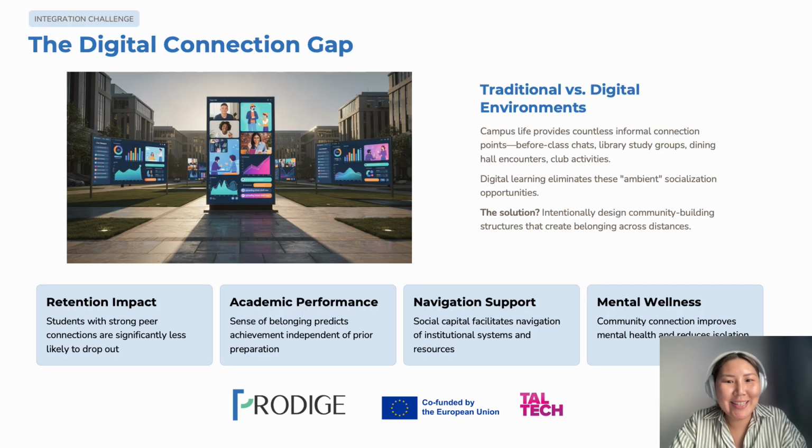So let's start by understanding the challenge. Let's call it the digital connection gap. First of all, let's think about traditional campus life for a moment. There are countless informal connection points throughout the day. Before class, there are some chats while waiting for the professor to arrive. Study groups might form spontaneously in the library. Some random encounters in the canteen, club activities, events. So there are so many things happening around, and these are what we call ambient socialization opportunities. They just happen naturally when people share the same physical space.